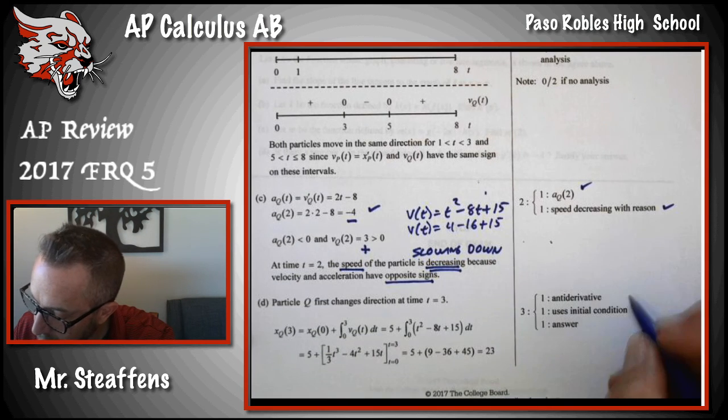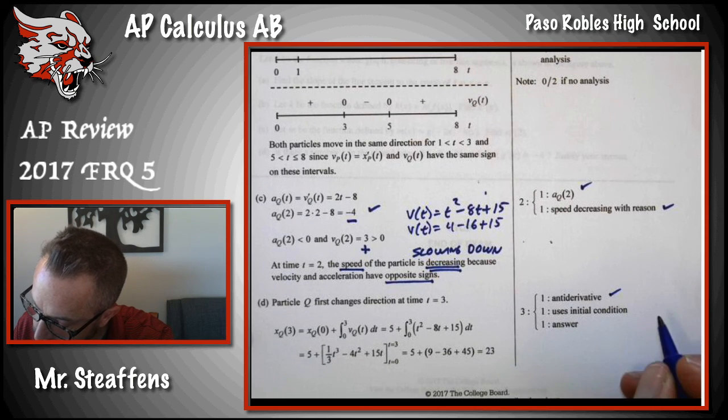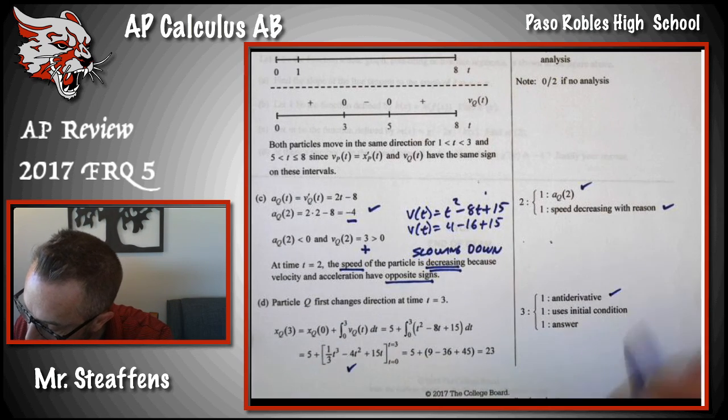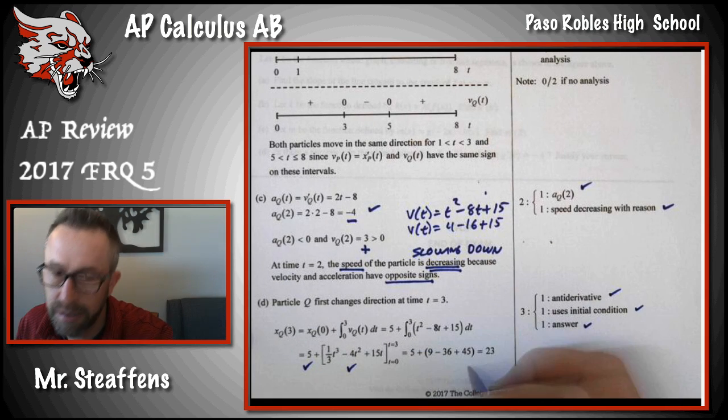So you get a point for the antiderivative. That is this guy. You get a point for using the initial condition. That's this guy. And you get a point for the answer. That's that guy.